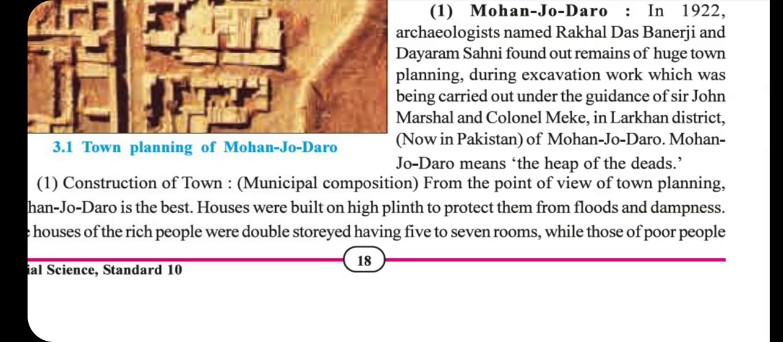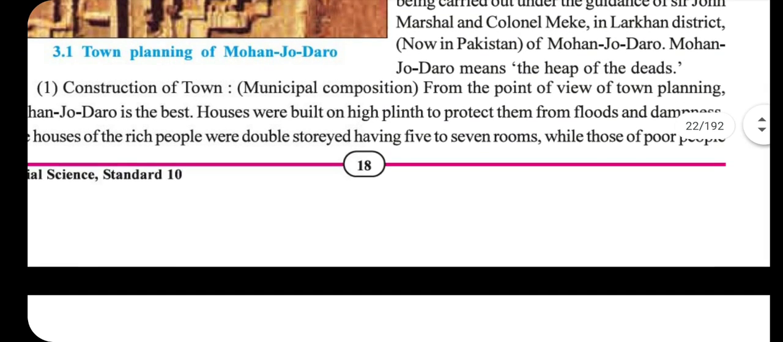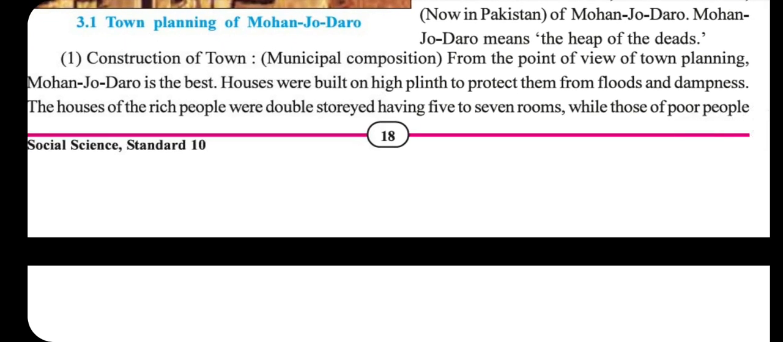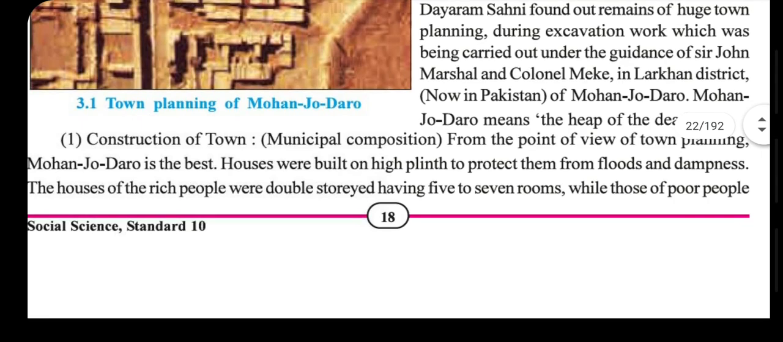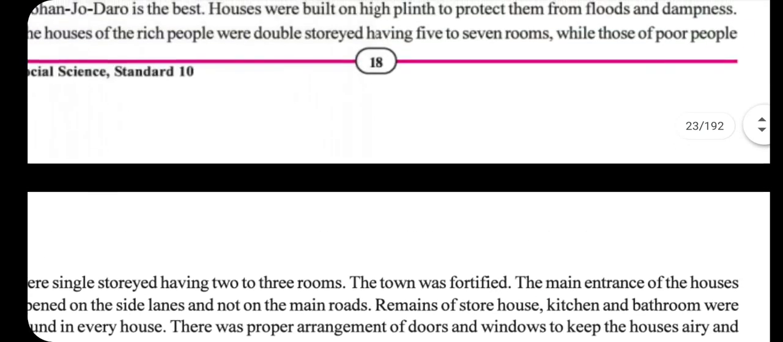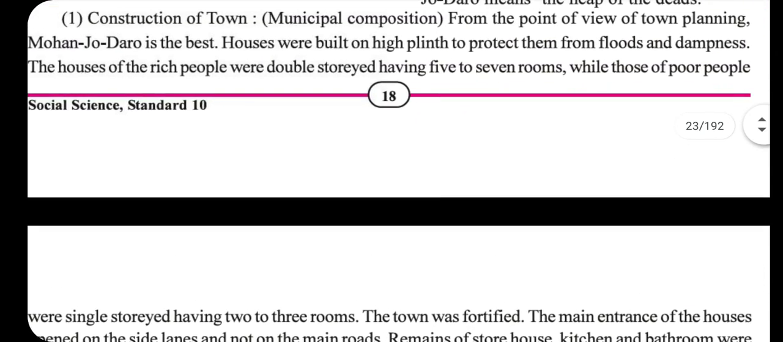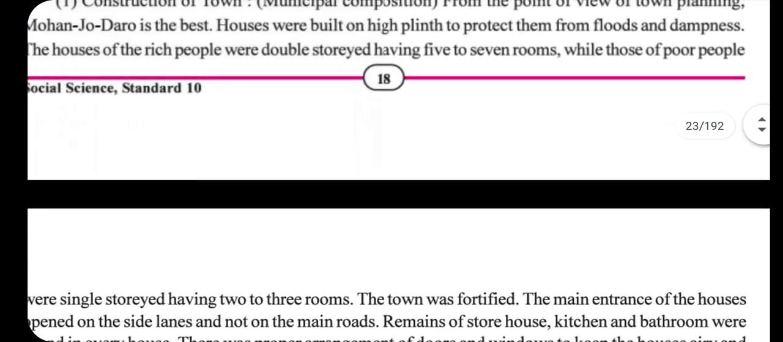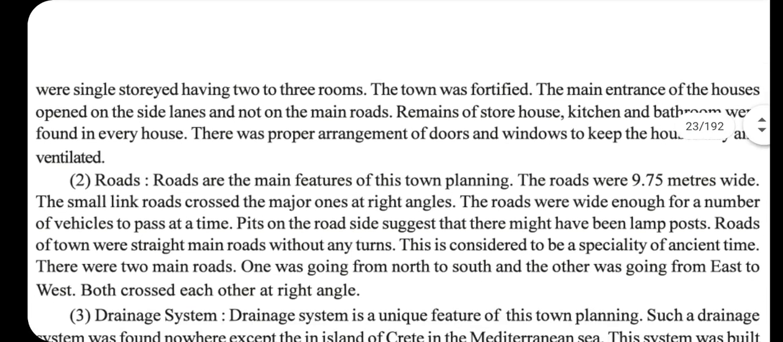Talking about the construction of the whole town, from the point of view of town planning, Mohenjo-daro's town planning was the best. The houses were built on high plains so that they could be protected from floods. The rich people had double-storied houses with 5 to 7 rooms, while poor people had single-storied houses with 2 to 3 rooms. The towns were fortified. The main entrance opened on the side lanes and not on the main roads. There were storehouses, kitchens and bathrooms. In every house we found the remains of such things.